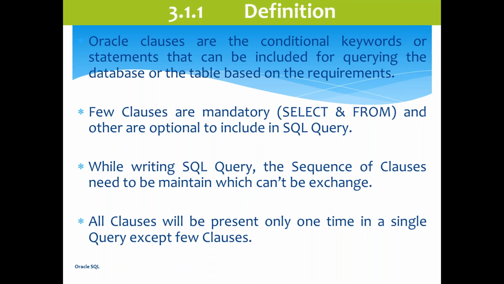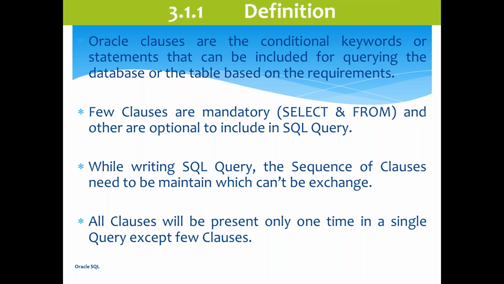Few clauses are mandatory: select and from. These two clauses are mandatory, and we compulsorily have to write them. Without them, we cannot write any single query. The others are optional. Apart from these two, some other clauses are there. Those are optional. If required, we can give them. If not required, we can ignore them. While writing an SQL query, the sequence of clauses needs to be maintained and cannot be exchanged. The sequence of clauses is already defined by those who developed the databases, and in that manner only we can write them one by one.